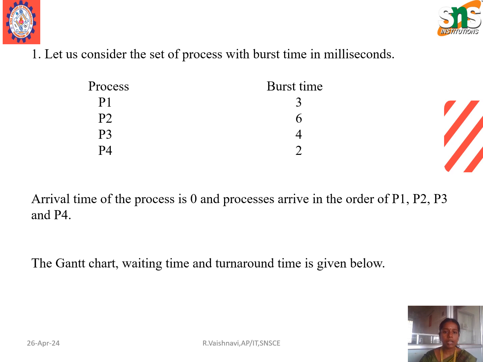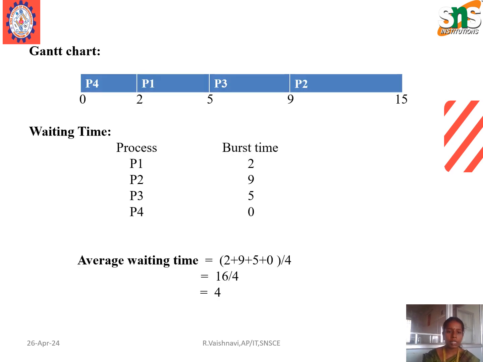Here we have process 1 to 4. For these processes the burst time is given, and the arrival time for the processes is 0. The processes arrive in the order of process 1, 2, 3 and then 4. Here we have to calculate the waiting time and the turnaround time, and we have to provide the Gantt chart for this one.